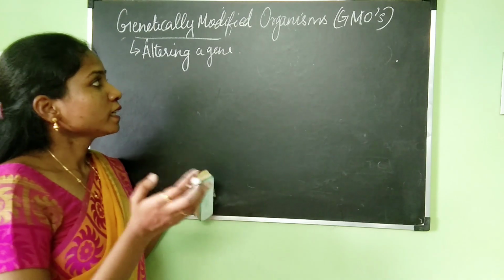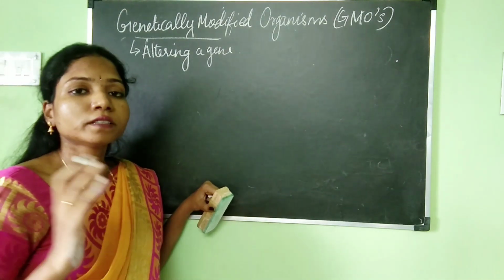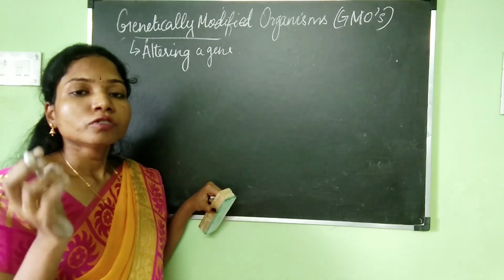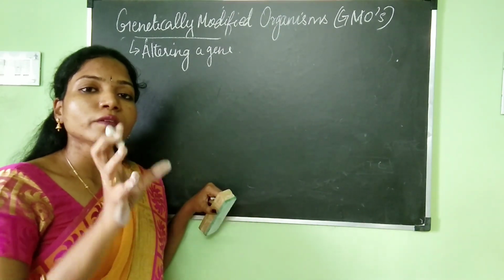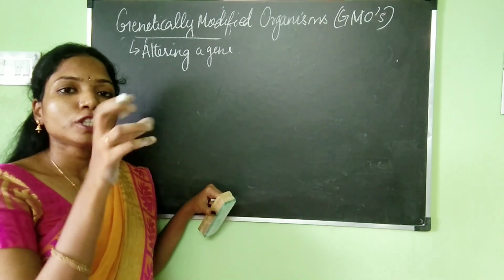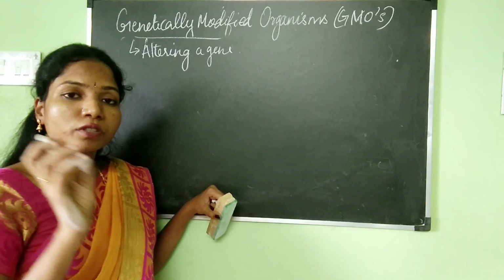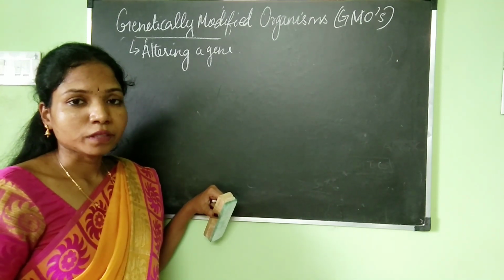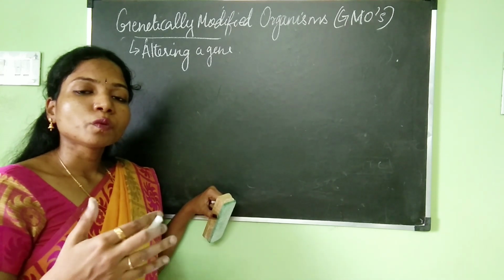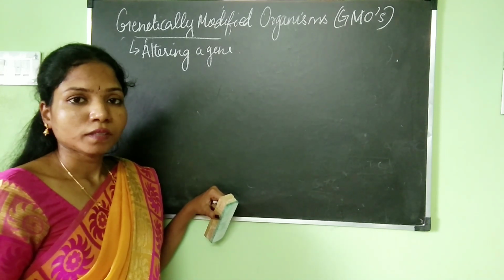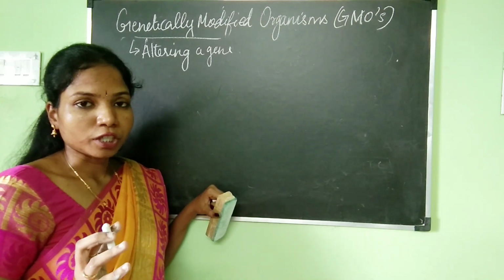When we talk about genetic modification, it is done for both plants as well as for animals. Whichever gene we want the plant or the animal to carry, that gene can be incorporated by rDNA technology into the plants as well as the animals. By doing this, the plants as well as the animals will have a better quality. That is the main purpose of doing genetic modification.